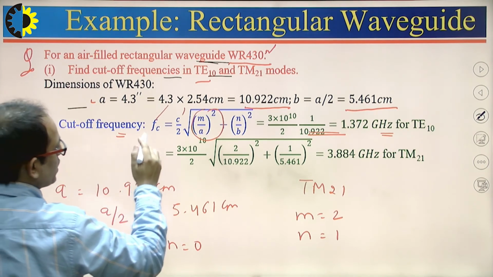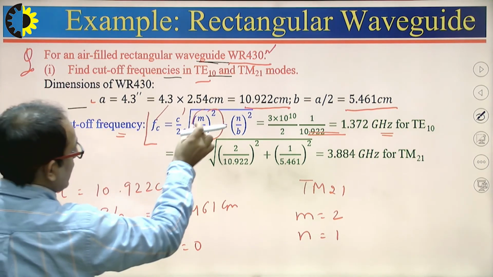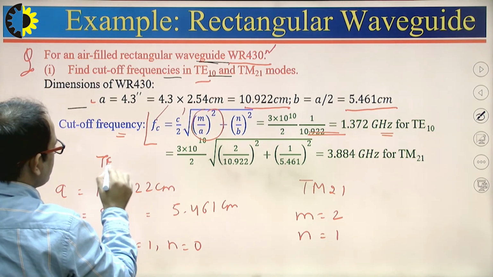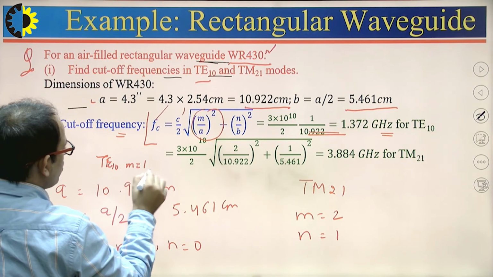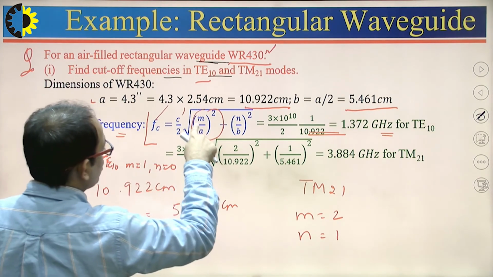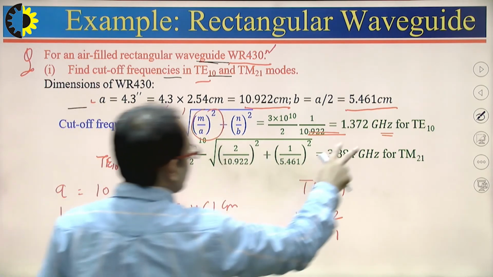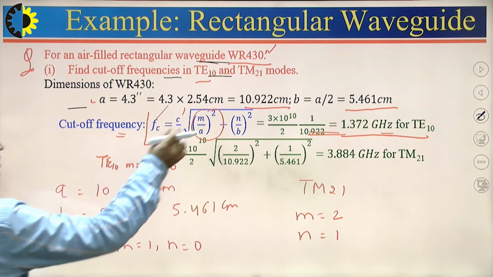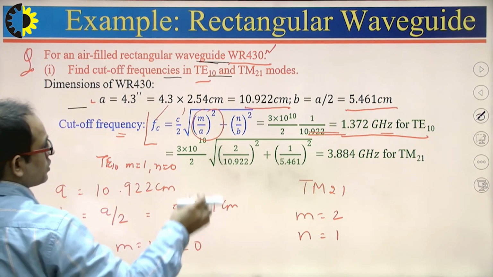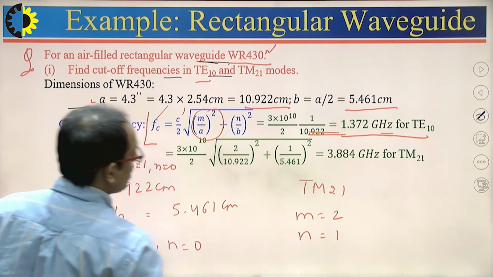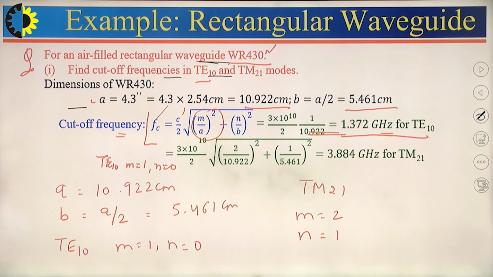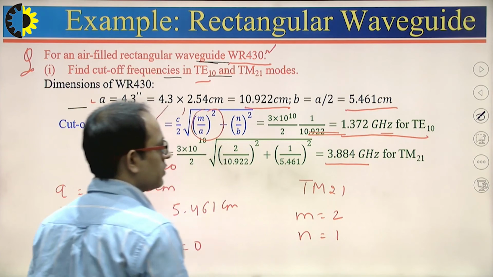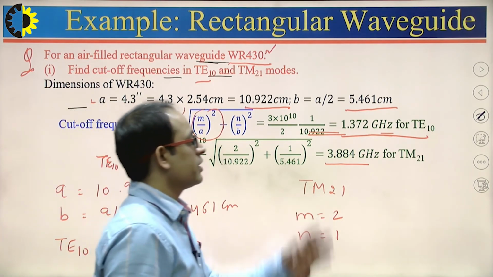Fc equal to this expression, which I have already told you. Put M equal to 1, N equal to 0 for the TE10 mode. You will get the cutoff frequency. And for the TM21, put M equal to 2 and N equal to 1. I will get the cutoff frequency, which comes out to be 3.884 gigahertz. Clear?